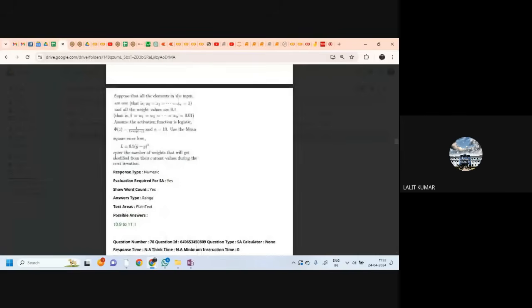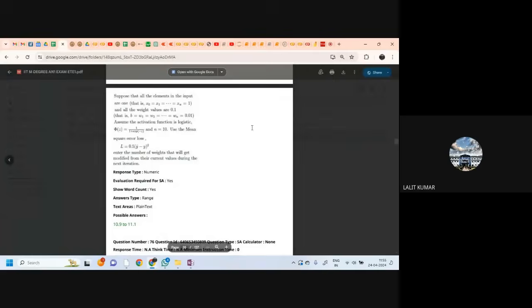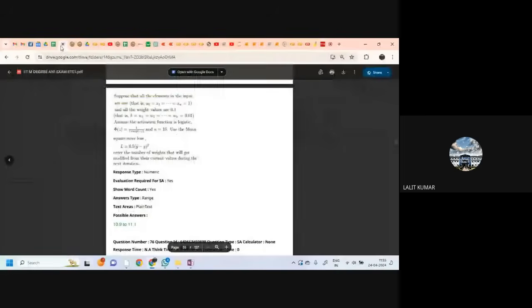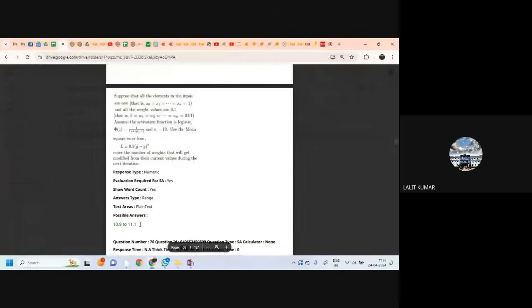So what they have asked in the question: enter the number of weights that will get modified from their current values during the next iteration. So our y hat is equal to 0.73, y is equal to 0. So after this, basically 10 weights and 1 bias will get updated. 11 values will get updated.